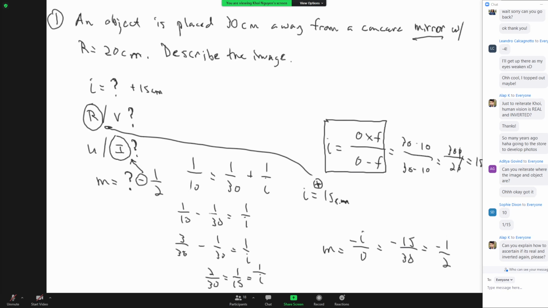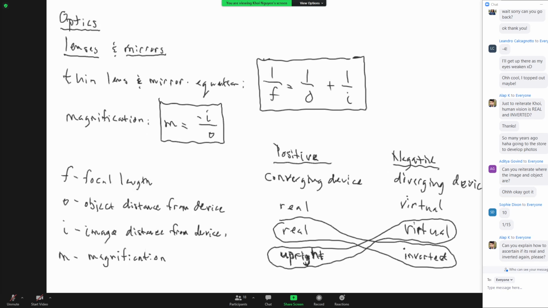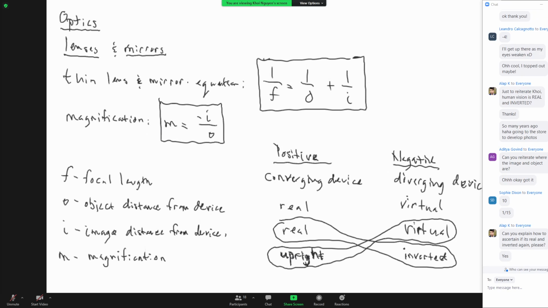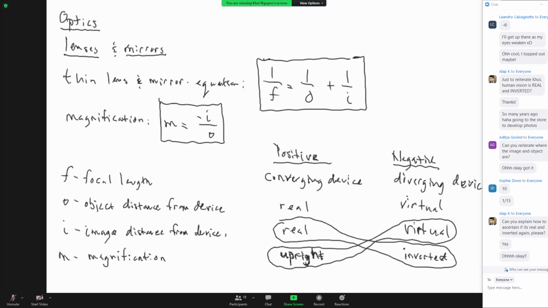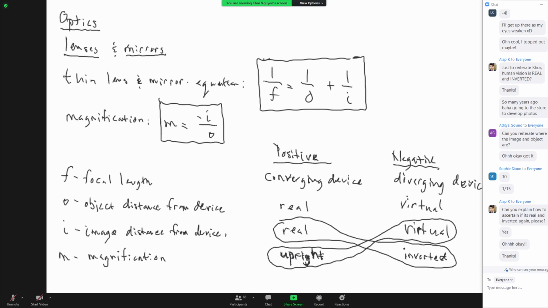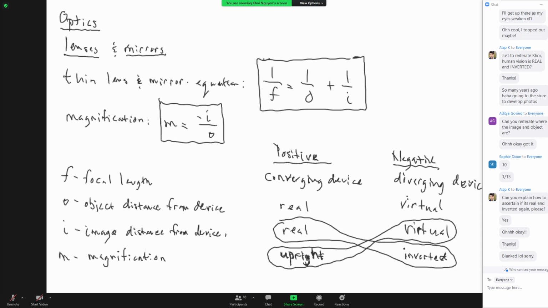Oh yeah, remember that table that we had? Positive, it's real. Negative, virtual. Negative for magnifications, inverted. Positive for magnification would have been upright. Converging device gives me a positive focal length. Diverging device gives me a negative focal length. This is why I went over it. Correct. See, things that I put out during lecture, they always end up getting used, and it always comes back. So, thank you for asking.